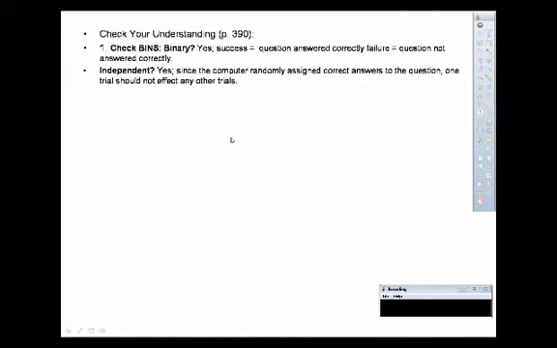And independent, yes. Since the computer randomly assigned correct answers to the questions, one trial should not affect any of the other trials. And number, yes, there are 10 questions. And success, yes, the probability of success is 0.20 for each trial. So since X is the number of successes, it is a binomial random variable with n equal 10 and p equal 0.2.